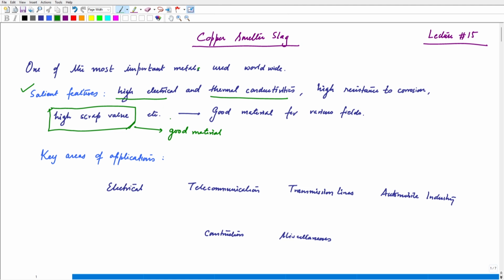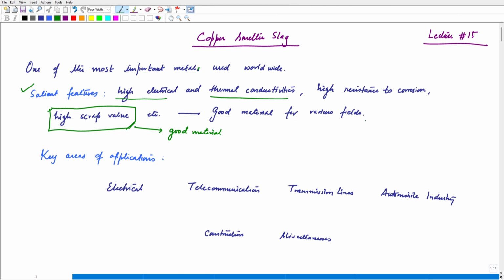And of course, we already know that so many good properties make copper a useful material, of course the mechanical properties, the properties that help in its utilization in various forms such as sheets, wires, etc., and ductility. These properties are basically going to advocate its use in various applications. So, all in all, it is a good material for various fields.